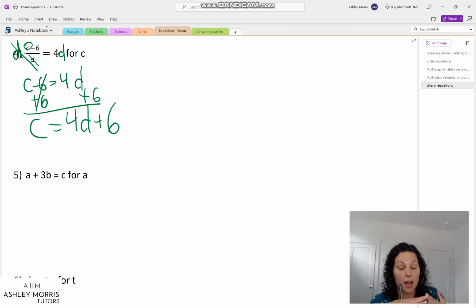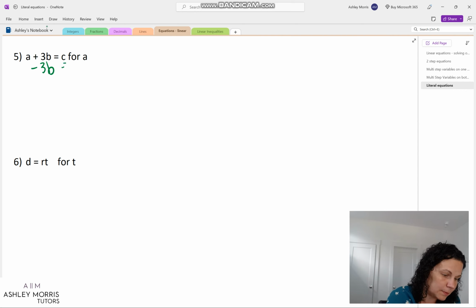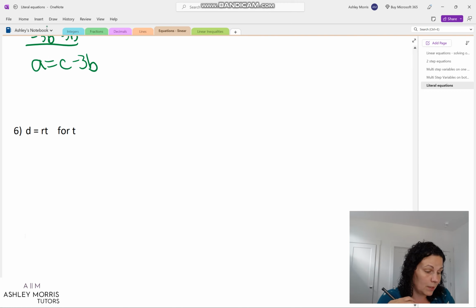And I cannot combine those. One has a D, one does not. Cannot put those together. Solve for A. So A plus 3B, we would subtract 3B. It's still one number all stuck together. We're going to subtract 3B. A equals C minus 3B. And you're done. There's nothing else you can do. Different variables. Can't stick them together.